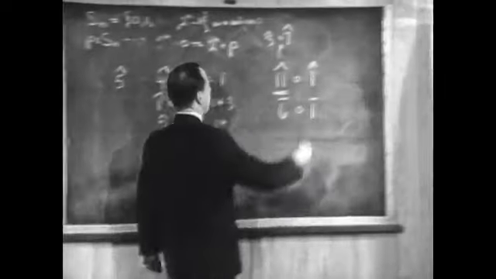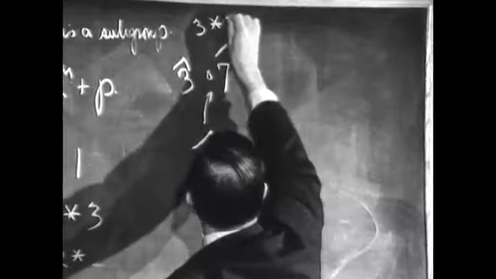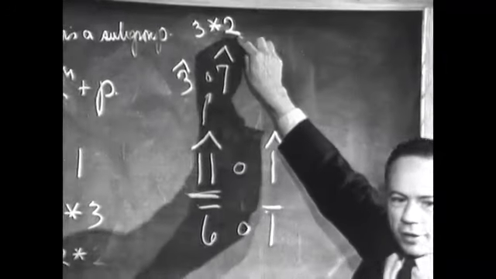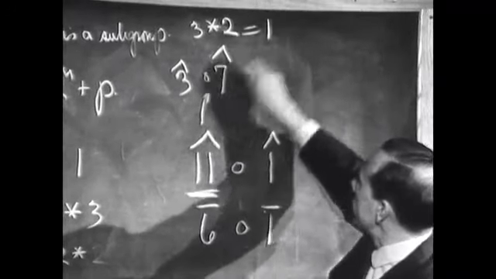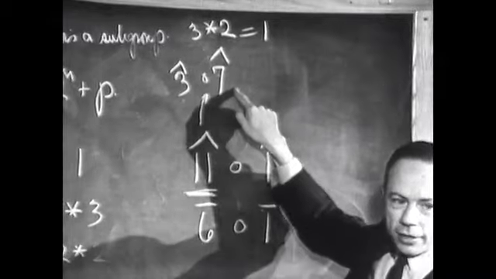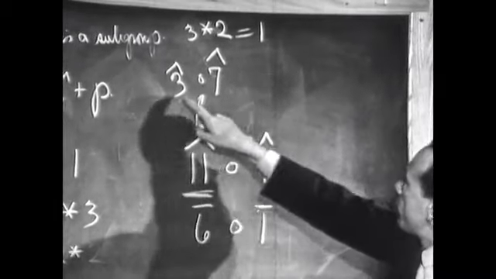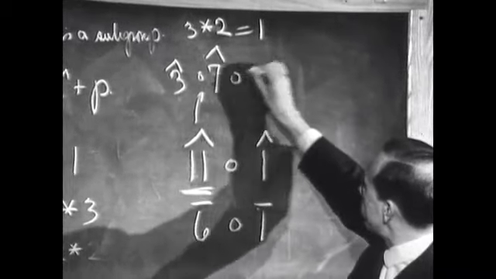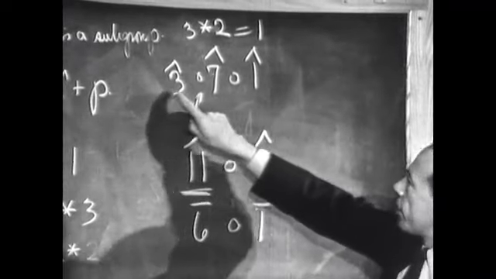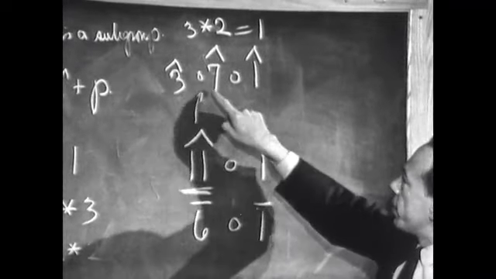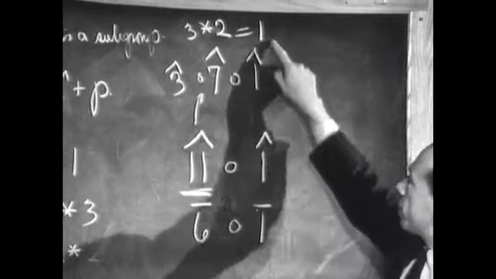So this thing has class number 3 star 2. 3 star 2, that's the ordinary NIM calculation, is 1. So this combination has class number 1, and therefore when he makes this move over here, he winds up in this position with counters 3 and 3, a string of 3, a string of 7, a string of 1. And this is a winning position.